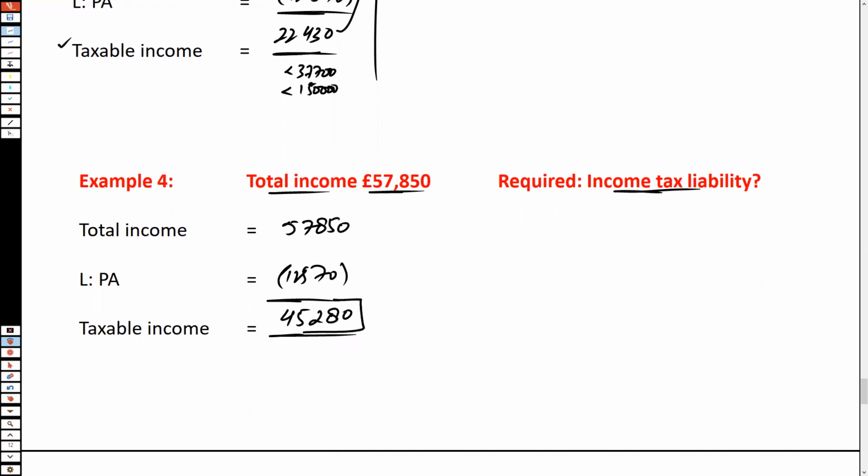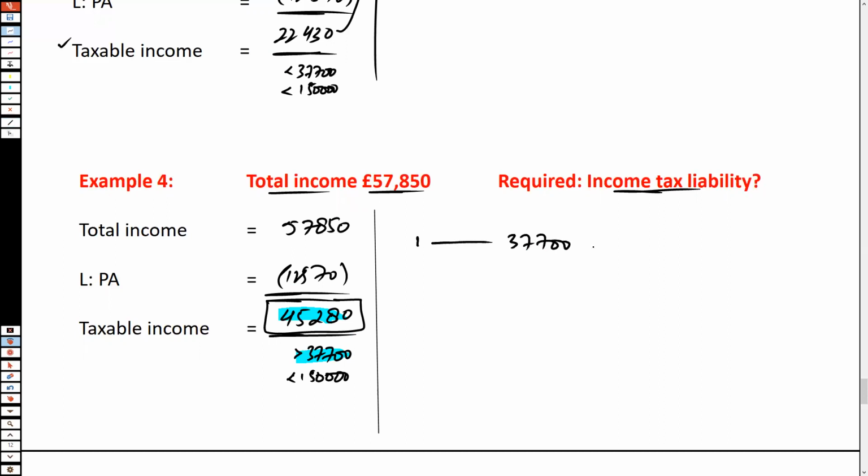This amount is more than the first band limit of 37,700, but less than the second band limit of 150,000 pounds. In this case, you cannot say that this 45,280 is more than 37,700, and directly apply that 40% tax rate. No, if you are doing like this, you are performing wrong calculations. Let me guide you over this.